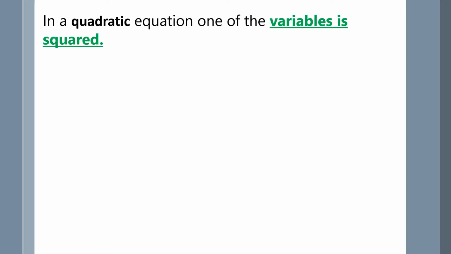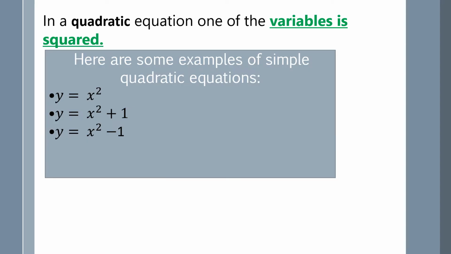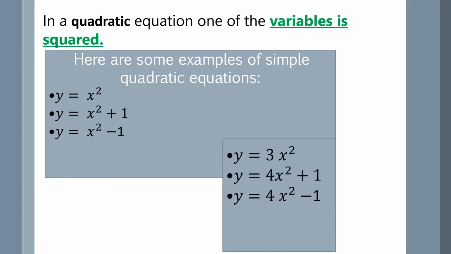Now, what do we mean by quadratic equation? In a quadratic equation, one of the variables is squared, such as y equals x squared. Since x is squared, this one is a quadratic equation. Y equals x squared plus 1, x squared negative 1. We are going to take how to graph these quadratic equations, and in the next lesson we are going to see y equals 3x squared, 4x squared plus 1, 4x squared minus 1, and so on.